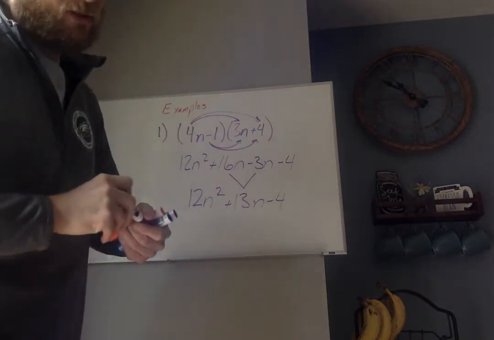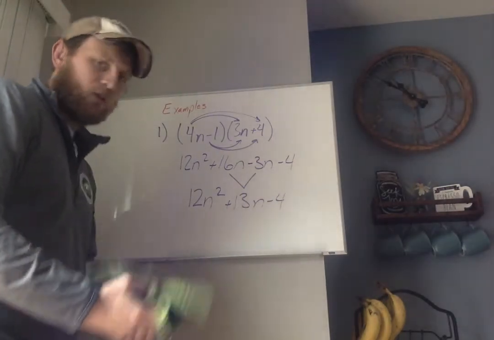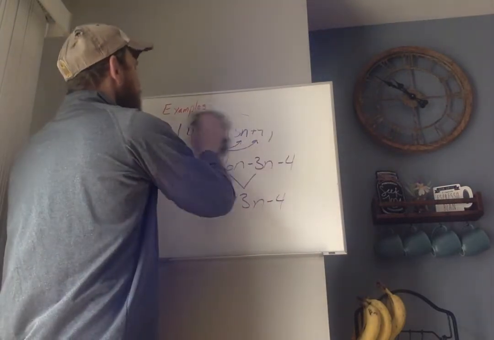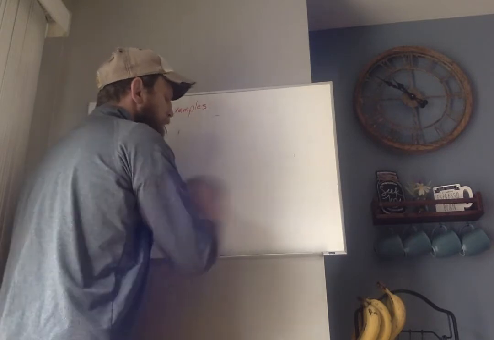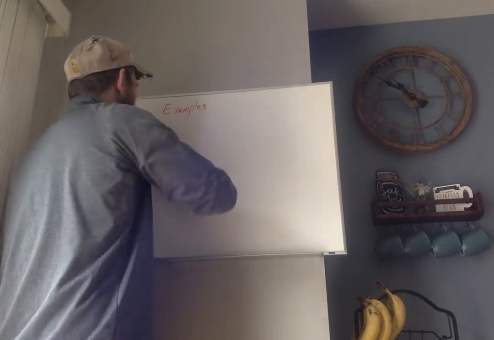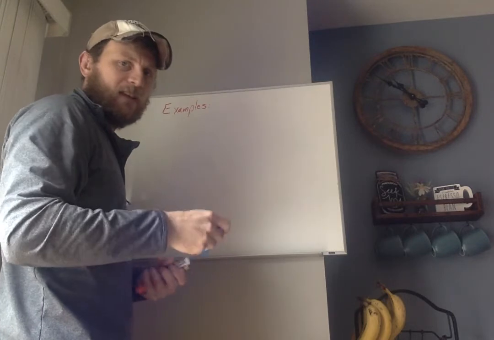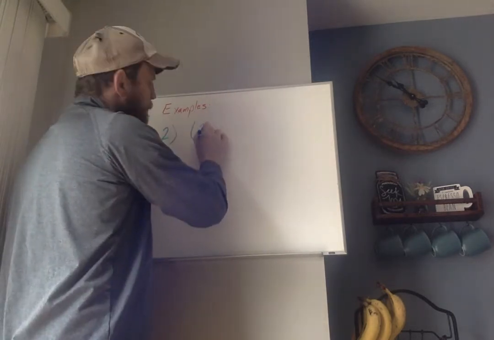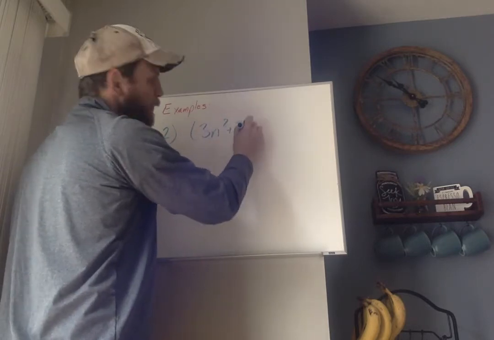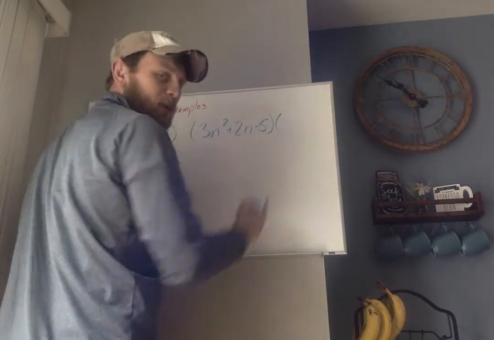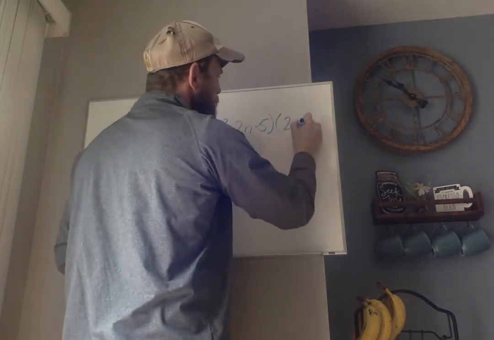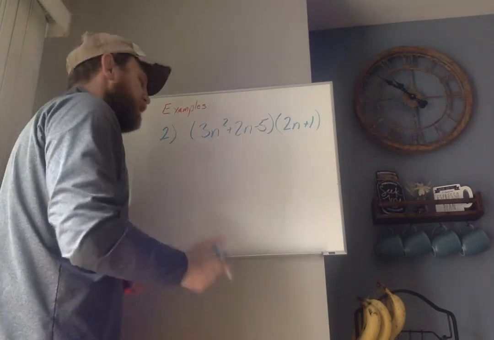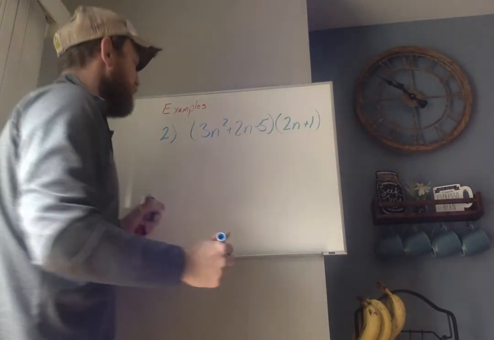I find the distribution method is a little quicker, but it's a little messier, okay? The area model, which I'm going to show you for number 2, is to keep you organized, okay? It's way better to keep you organized. So 3n squared plus 2n minus 5. And the whole point is to find which method works best for you. If you're stronger with this, use distribution. If you tend to be a little messier, use the area model.